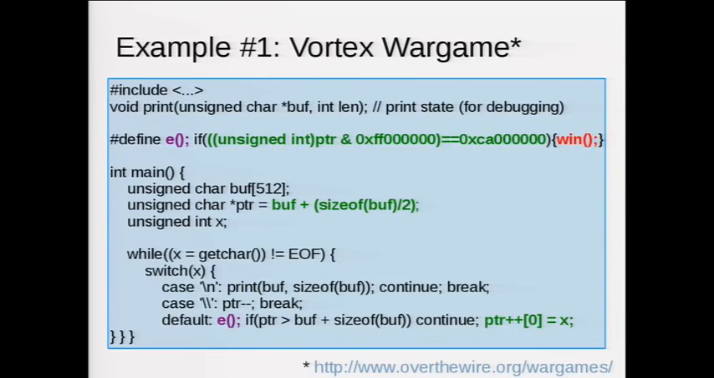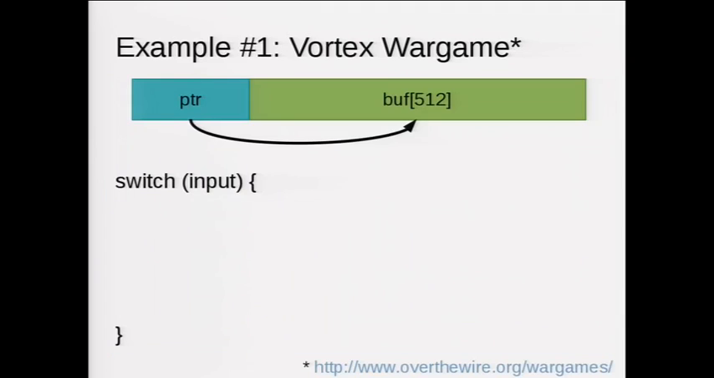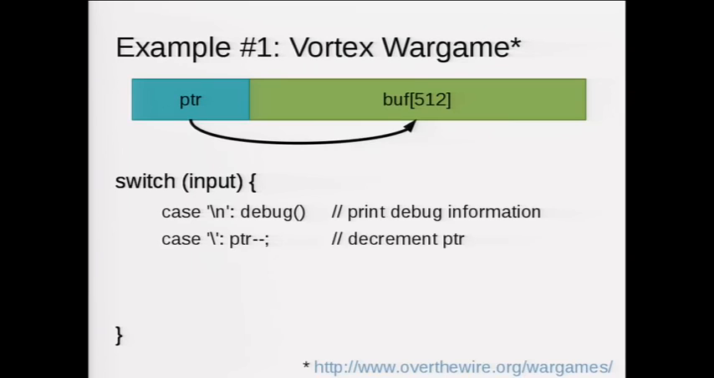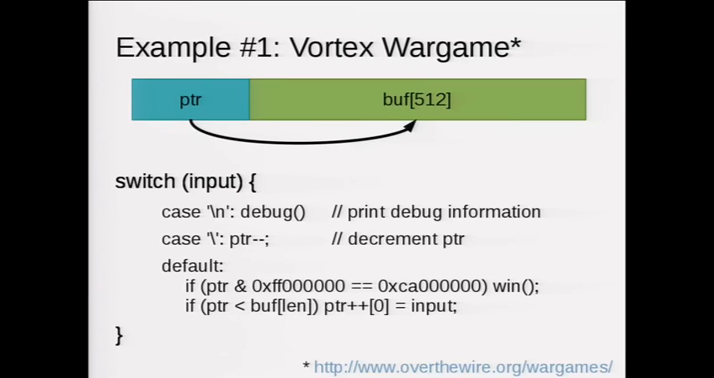And we see that the pointer is initialized with a static value. So we know the address relative to that other buffer. Using a special character, we can decrement the pointer and move it back and forth along the executed code or along memory. And in the end, it looks like this. Pointer points to buffer. In our switch case, we have 3 different versions: a ternary selection between a debug output, decrementing the pointer, and either triggering our win or writing a value to memory.